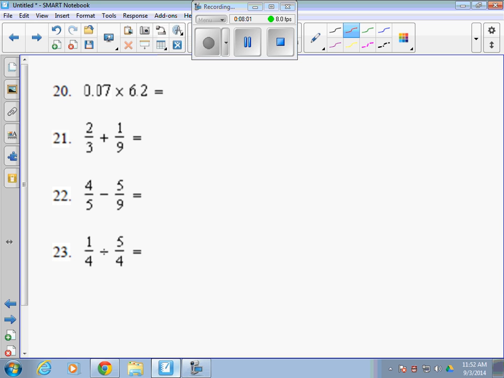0.07 times 6.2. So 0.07 times 6.2, not 62, but 6.2. You get 434, and you have to move the decimal once, 2, 3 times. So once, 2, 3 times. So 0.434.